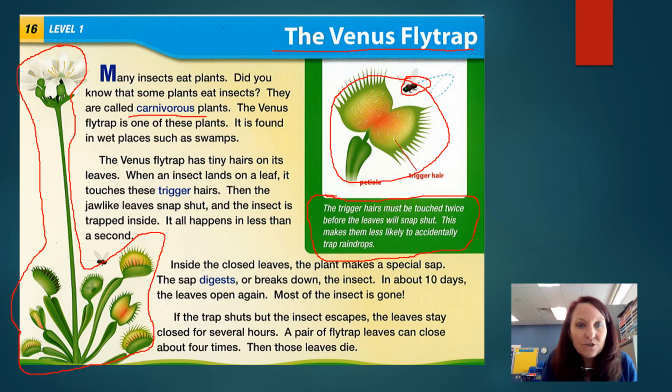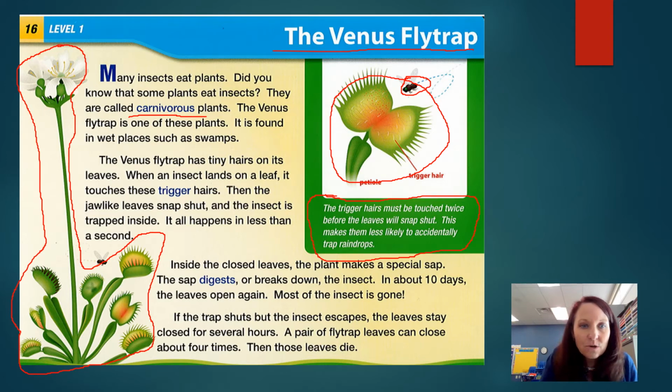The Venus flytrap has tiny hairs on its leaves. When an insect lands on a leaf, it touches these trigger hairs. Then the jaw-like leaves snap shut and the insect is trapped inside. It all happens in less than a second.